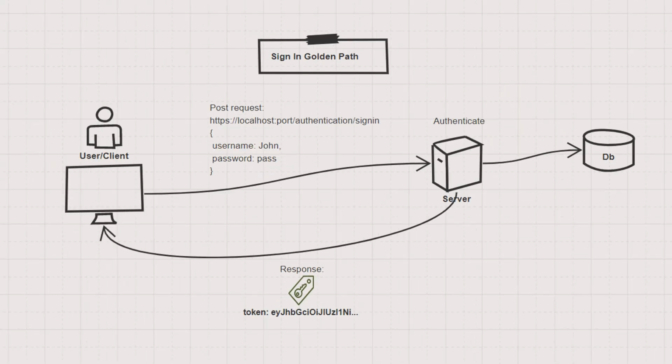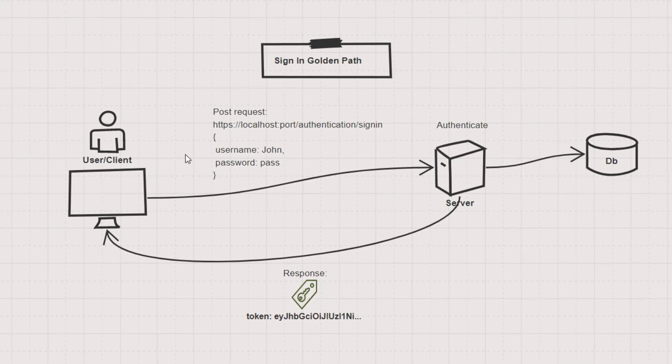Now looking at the sign in golden path, we have our client trying to sign in, and we make a post request to authentication/sign in with the username and the password provided by the user. Then we go on to validate that user, and if the information is correct, we respond with a token.